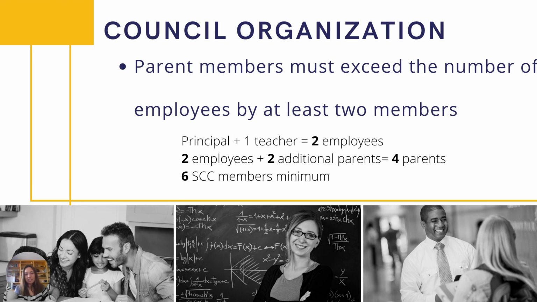So if you have any questions, the way this might look at your school is if you have a principal and 1 teacher already on the council, that means that you have 2 employees serving on the council. And if you have 2 employees and you need at least 2 more parents, you're going to need 4 parents on your council. That means that at a minimum, your school community council should have 6 total members.